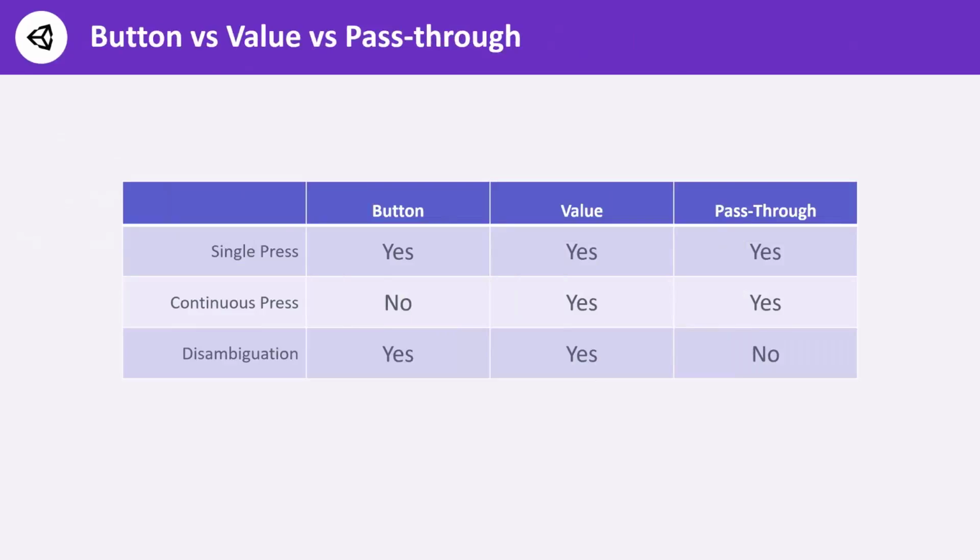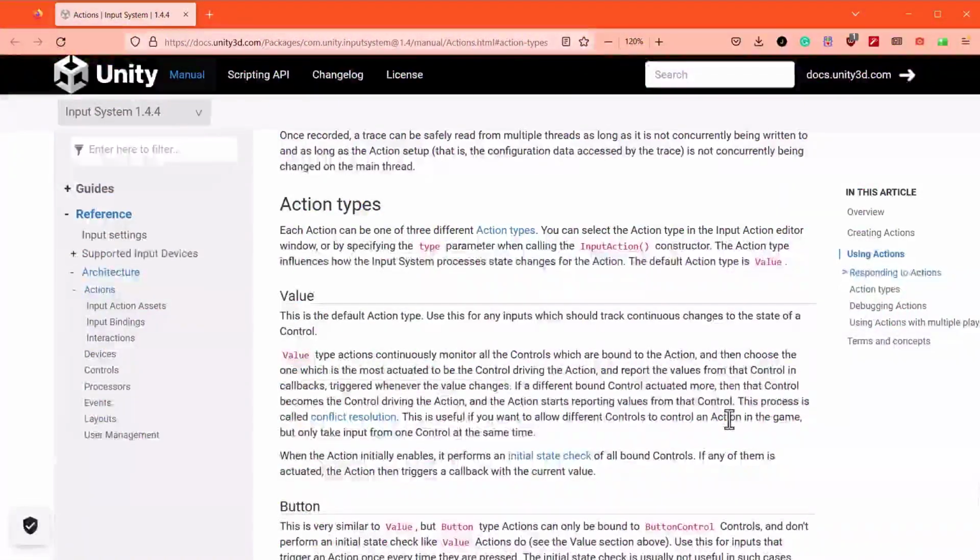Overall, here's a table summarizing what's possible with each type. Technically, you can use value and pass-through types to handle single button presses. However, it's common practice to use the button type. Hopefully, this summary helps you understand the differences between all types. Keep in mind, I've given you a simplified explanation of action types. If you're interested in a technical explanation, check out the resource section of this lecture. I provided a link to the official documentation page for action types. Feel free to check it out for more info. Let's head over to Unity to apply action types.